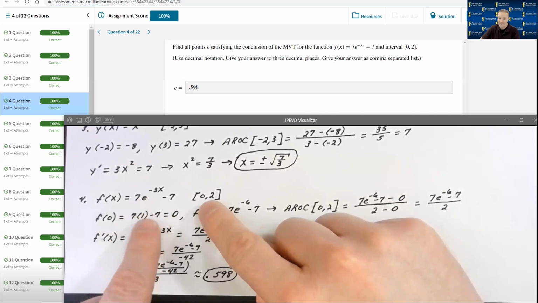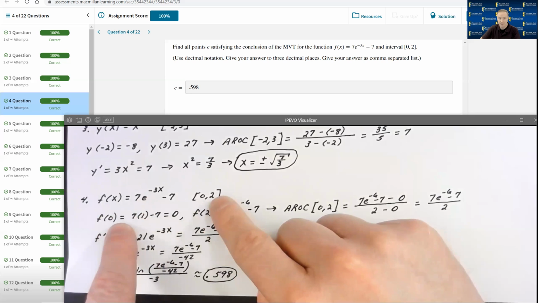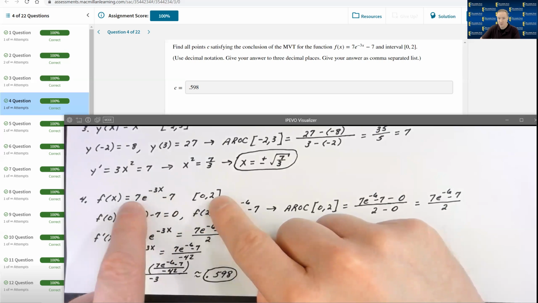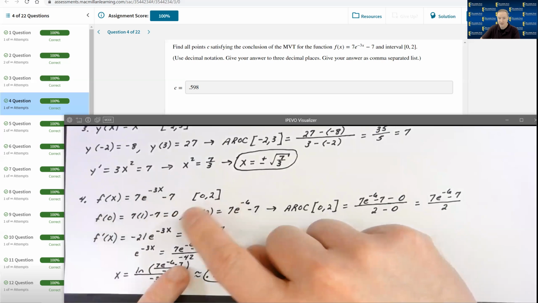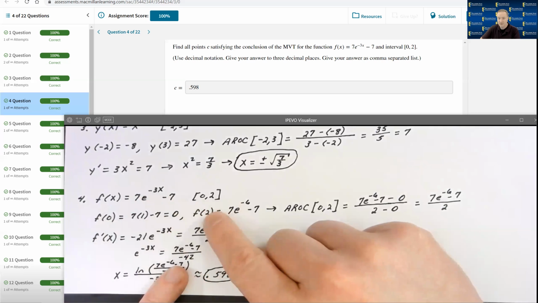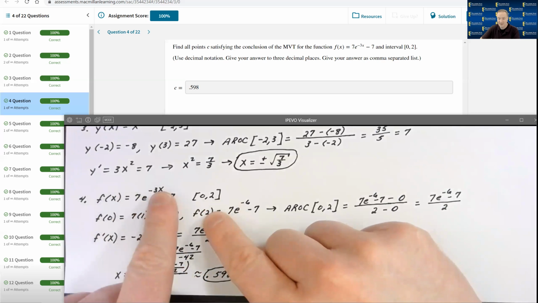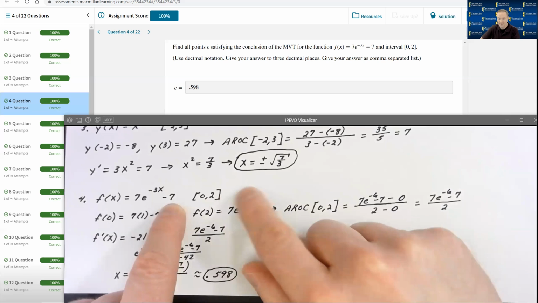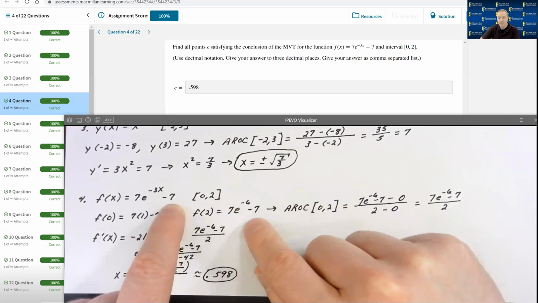Okay, so I need to evaluate my function at its beginning point and at its end point. F of 0, I know any exponential function raised to the 0 power is 1. So I would just get 7 times 1 minus 7. That's why f of 0 is 0. Now f of 2, if I plug a 2 into this, I would get 7e to the -6th minus 7. I would prefer not to get a decimal for that for now.